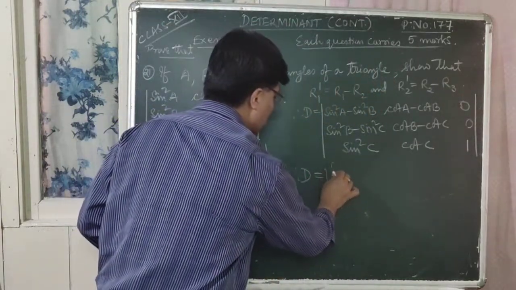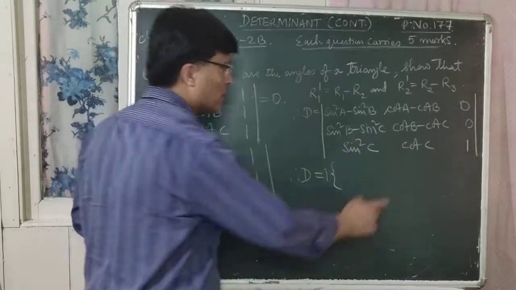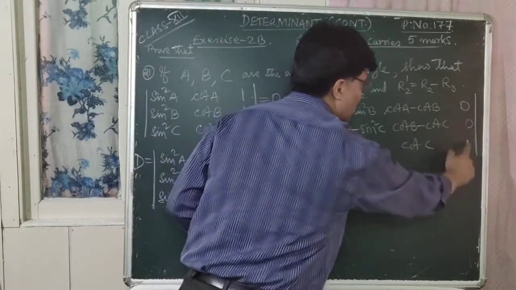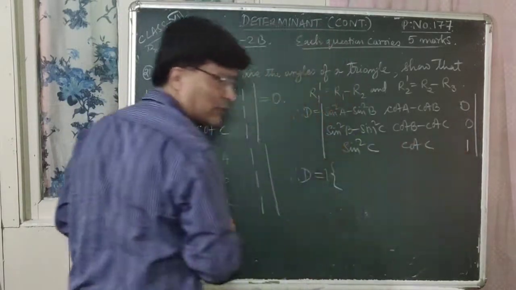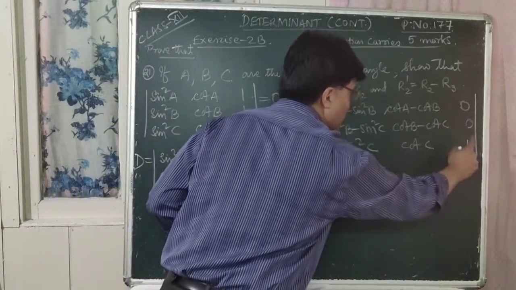So it is 1. So within second bracket, now we have to delete the row and the column through the element 1. Since this one is considered, you have to delete the row and the column through this element 1.